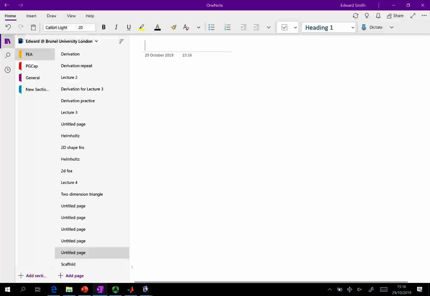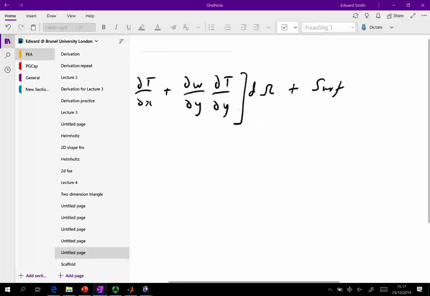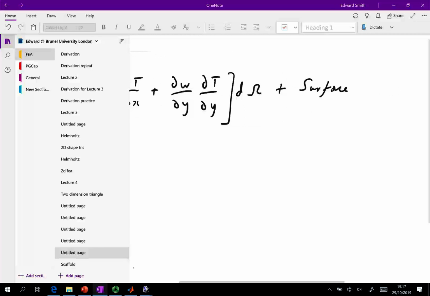So we've got an expression where we're solving dω/dx dT/dx plus dω/dy dT/dy, and this is all integrated over this volume. Is this okay? Does this make sense? Everyone knows where this comes from. We also have a surface term here. So this is what we get from integration by parts in 2 dimensions.